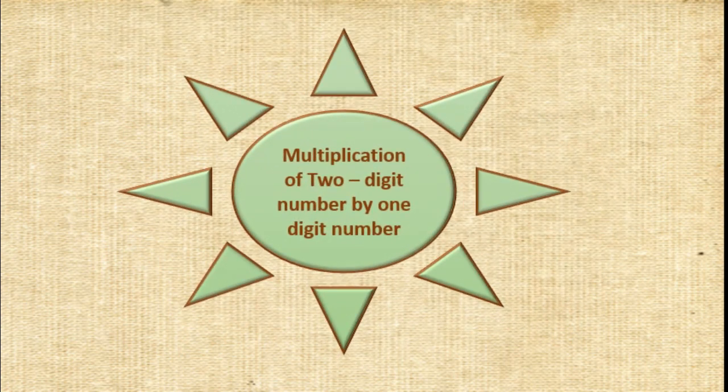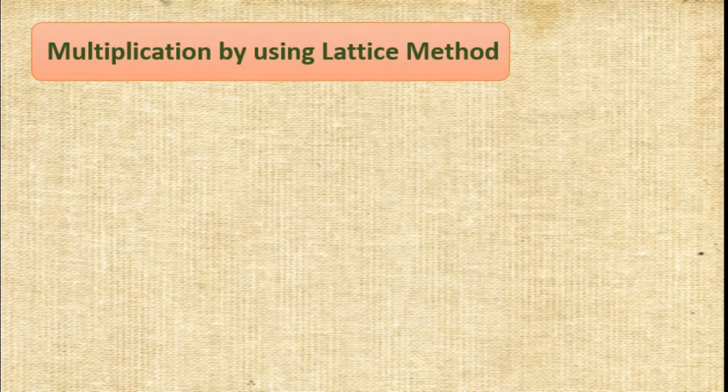Students, now we will move to our standard fourth portion. First we will multiply a 2-digit number by a 1-digit number by the lattice method. Multiplication by using lattice method. First one, 54 multiplied by 6.